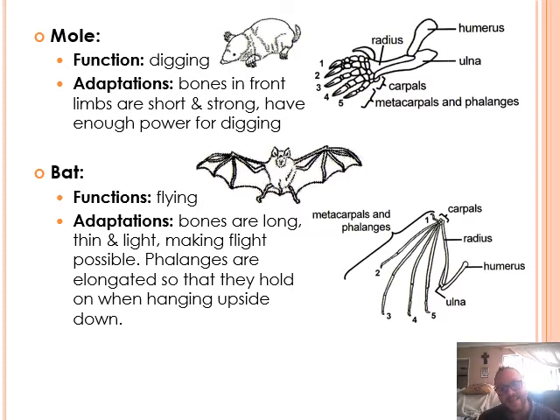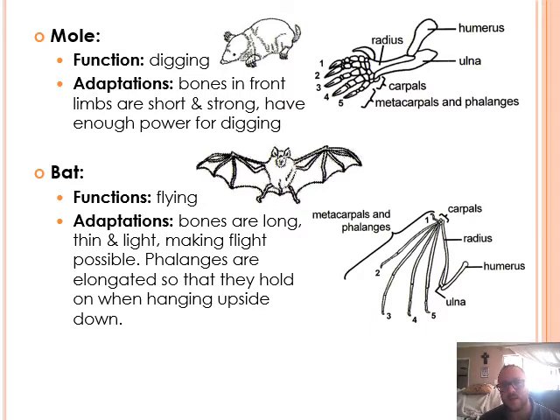Then we have the bat. Its function is for flying. So its bones are long and thin and light, making flight possible. Phalanges are elongated, so they hold on when hanging upside down. And you can see from the right-hand side over there the huge difference between the mole and the bat in terms of their metacarpals and phalanges, is that they are extremely long and thin.